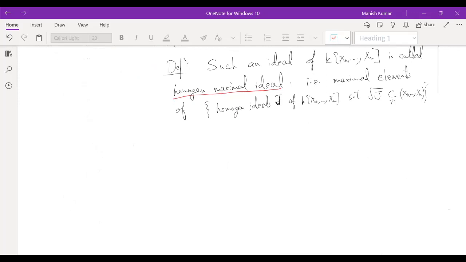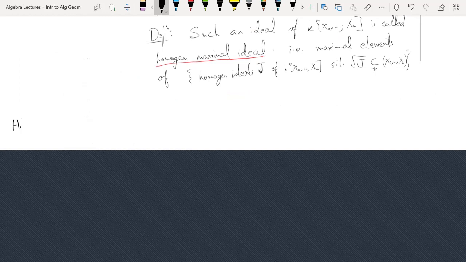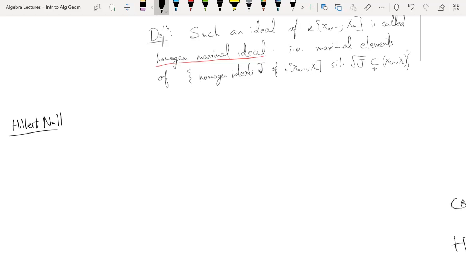Let's call it Hilbert Nullstellensatz. This is also Hilbert Nullstellensatz because it's a correspondence between points and certain maximal ideals of this polynomial ring. So let K be an algebraically closed field. Remember that the bijection between points of affine n-space and maximal ideals of k[x0, ..., xn] holds only for algebraically closed fields. So here also we need that K be an algebraically closed field.